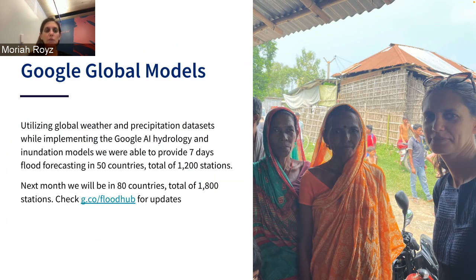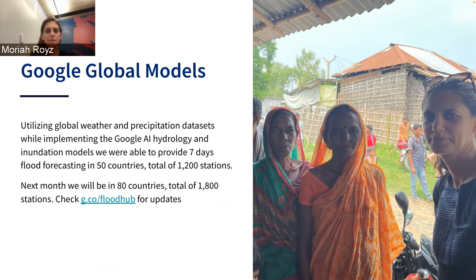And I'm happy to say that next week we're going to cover 80 countries, a total of 1,800 stations, which will cover 23 countries specifically in Africa. And everyone who wants to see this information, you can go to c.co/floodhub. All the flood information that we have is available there. And we are also working with NGOs and organizations that are locally located in order to provide this information to the locals, either by last mile delivery or by cash transfers operations and so forth.